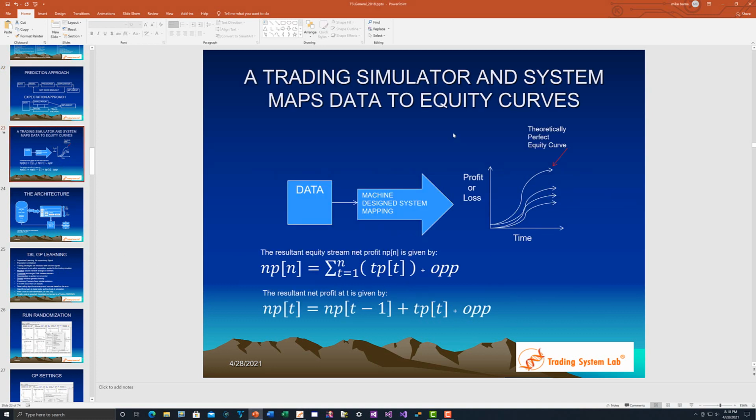So a trading simulator and system, if you will, maps data to equity curves. So here's our theoretically perfect trading system, and here's all those trading strategies that lie under theoretical, like the ones that we're designing now. So we can calculate the equity stream as a function of time and use that type of mathematics within the trading simulator as the connected engine to the machine learning environment.